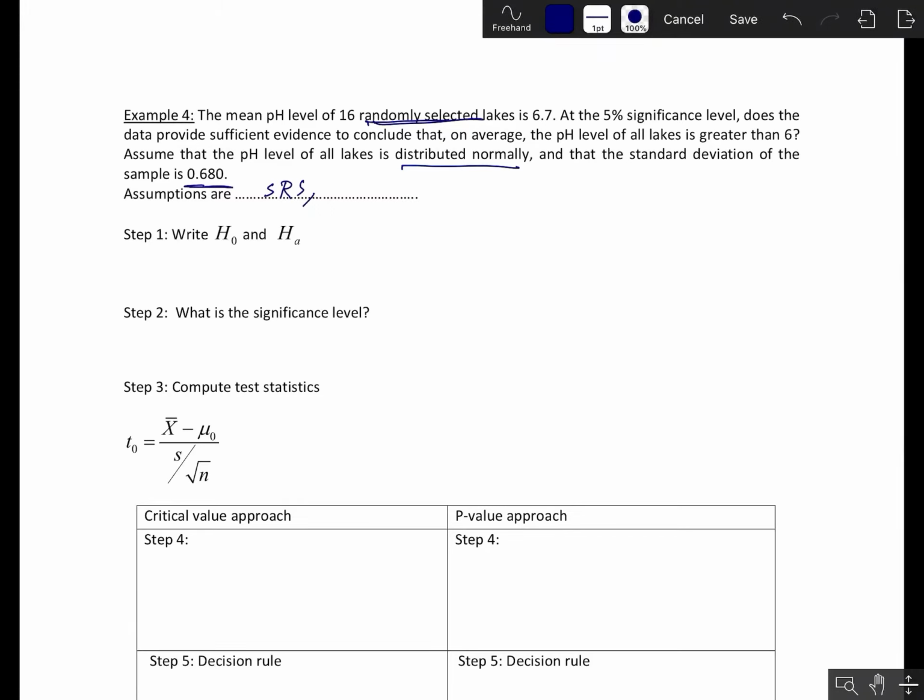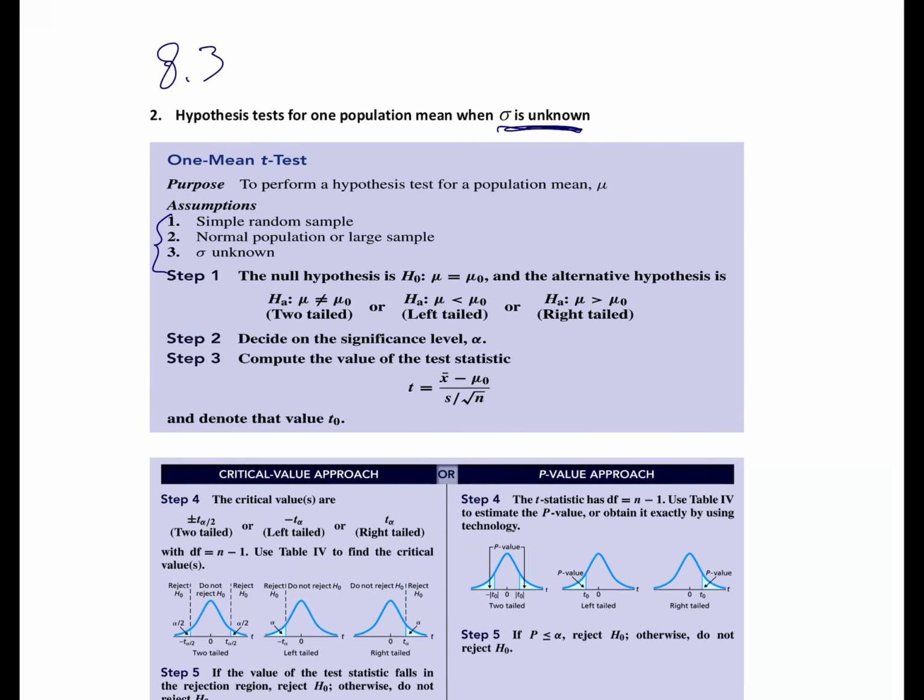Okay, now notice that in this case, we do have a simple random sample, so that's good. We do have that the variable that we're trying to measure, which is the pH level of lakes, is normally distributed. And we do have a standard deviation, but it's the standard deviation of the sample. So in this case, the population standard deviation is unknown. We only have the standard deviation for the sample. So because of these 3 assumptions, we're going to be using this table at the beginning of 8.3 because they match the 3 assumptions here.